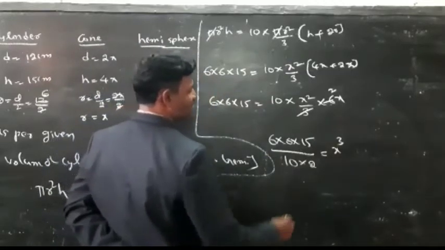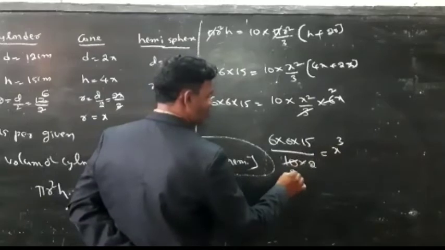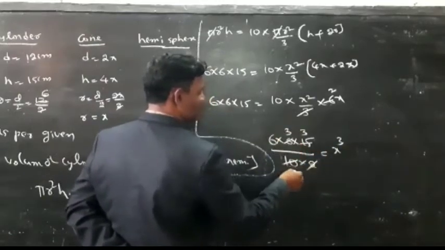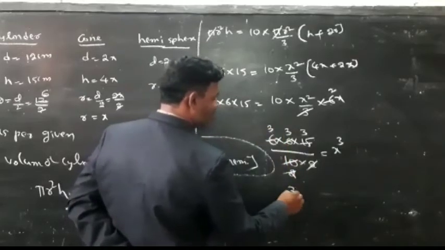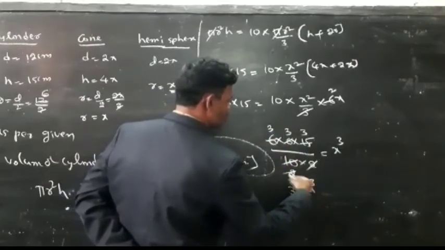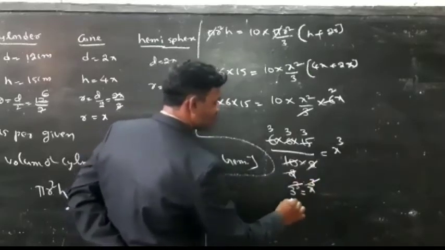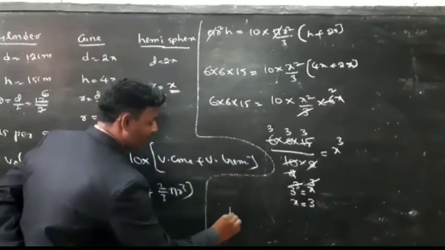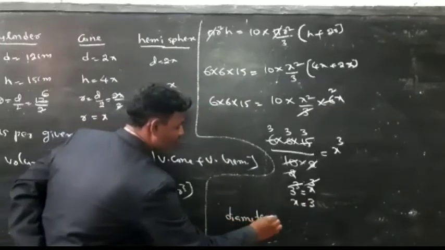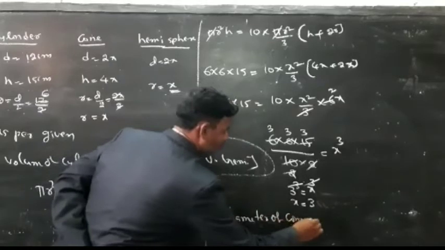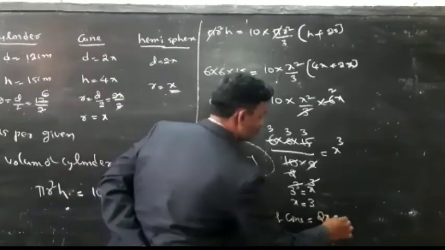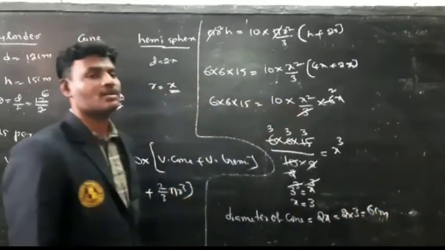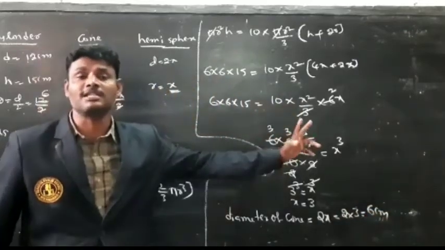Now in calculations, see here. 5 twos are 10, 5 threes are 15. 2 ones are 2, 2 threes are 6. 2 ones are 2, 2 threes are 6. Here 3 cube is equal to x cube. 3 and 3 get cancelled. What is the answer? x is equal to 3. But I need the diameter of the cone, which I took as 2x. 2x means 2 into 3, which is 6 centimeters. So the diameter of the required cone is 6 centimeters.